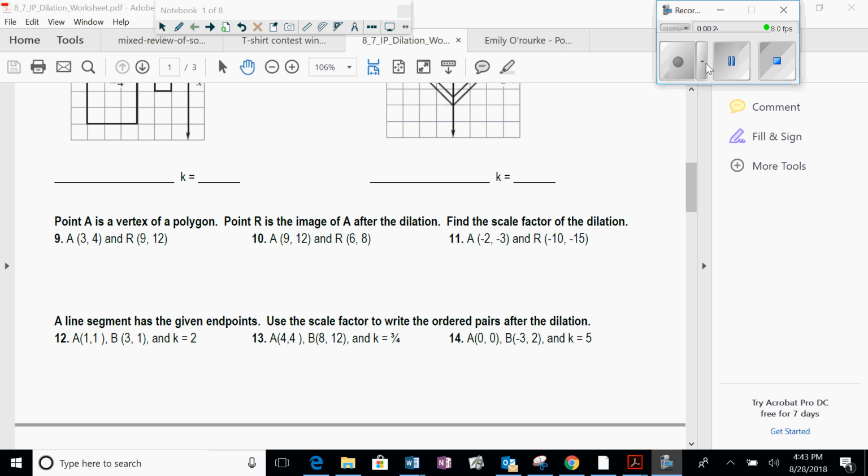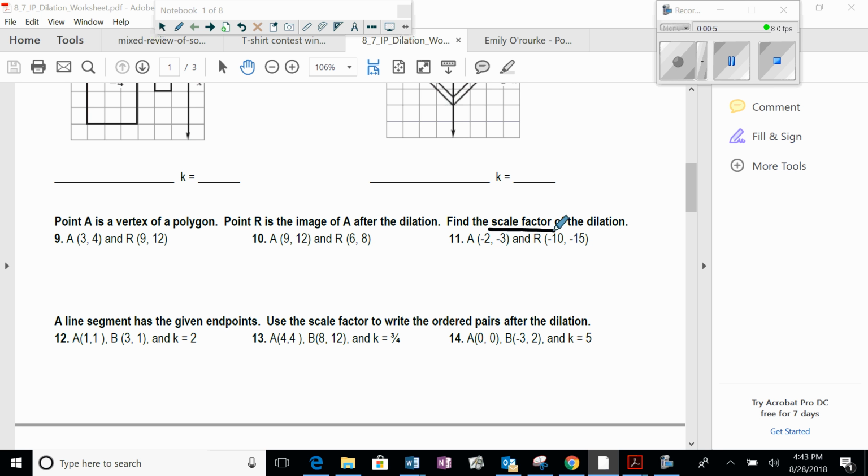Okay, so we are going to work on number 9. This is very similar to the problems that we did above, except this time we don't have the coordinate plane. We've just been given point R is the image of A after dilation. So point R is the image, so that's the final product, and A is the pre-image. And we're going to find the scale factor.